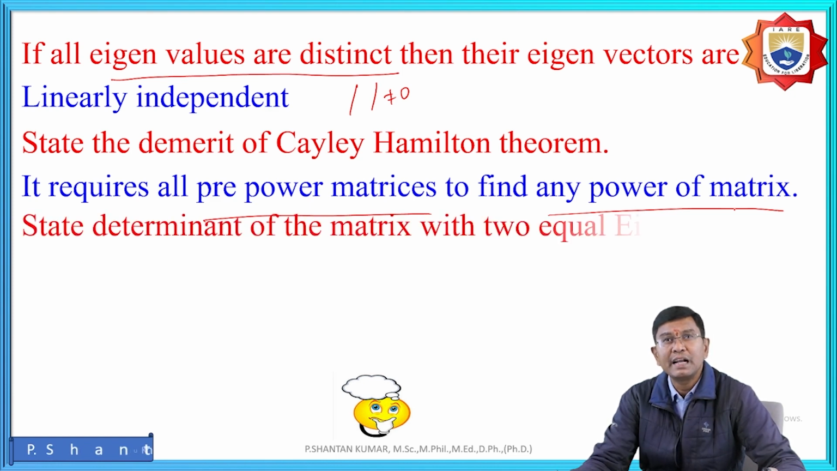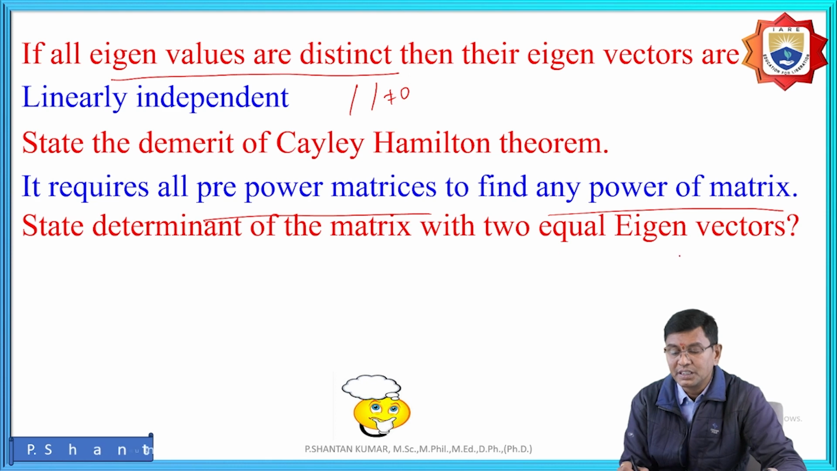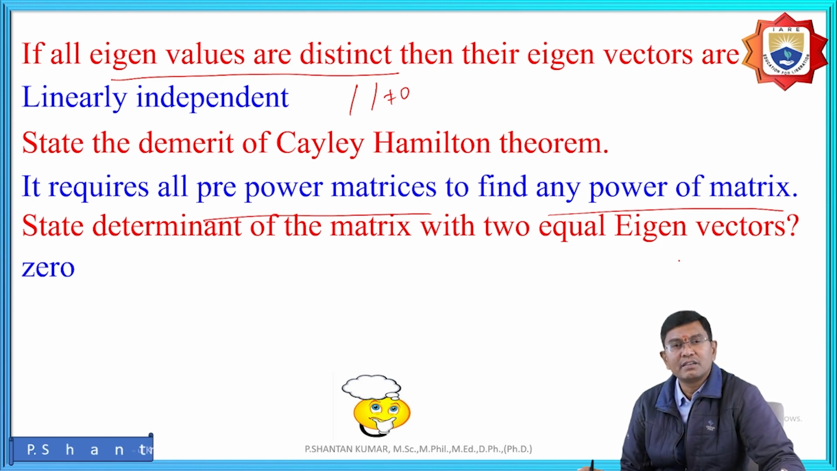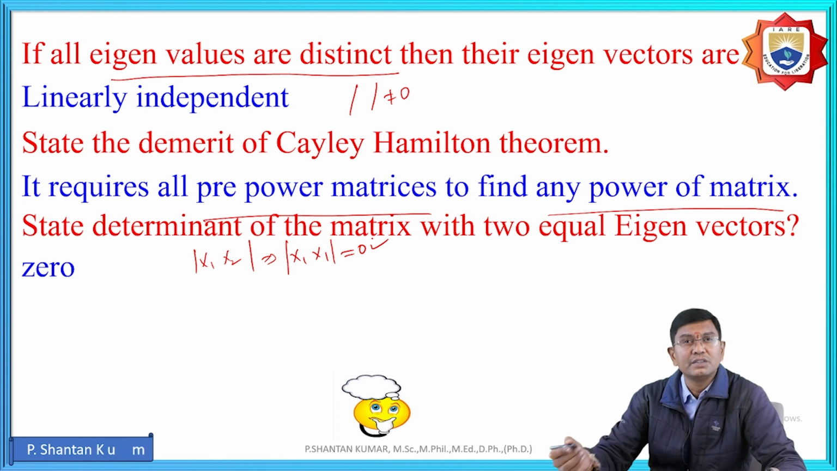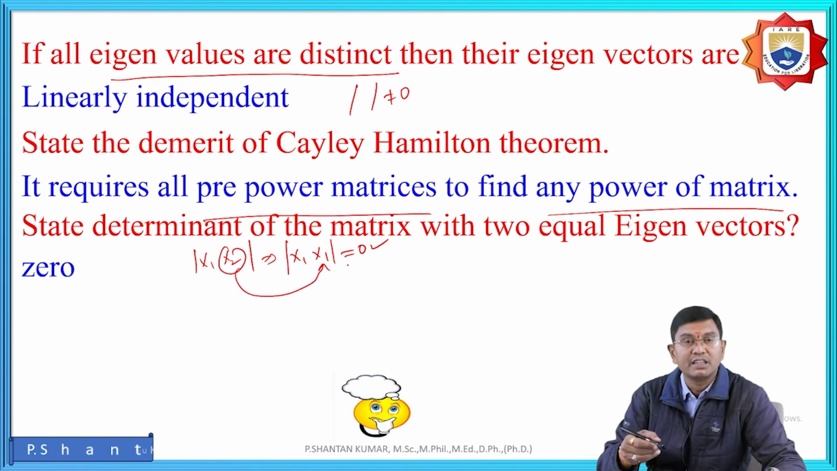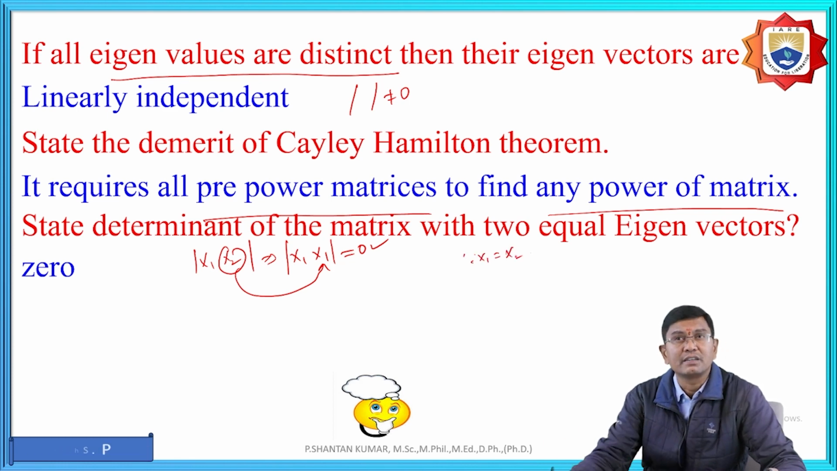State the determinant of the matrix with two equal eigenvectors. That is 0, because the determinant of two equal eigenvectors x1 and x2 is zero. If both are the same, that is x1 comma x2, then automatically it is 0, since x2 is equal to x1, which is the eigenvector.